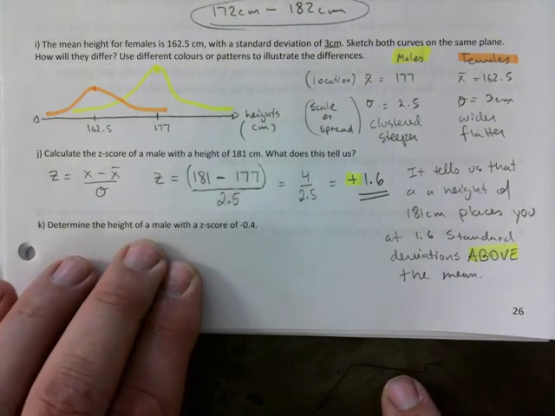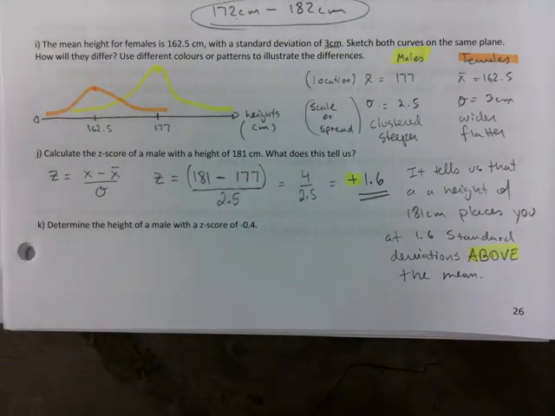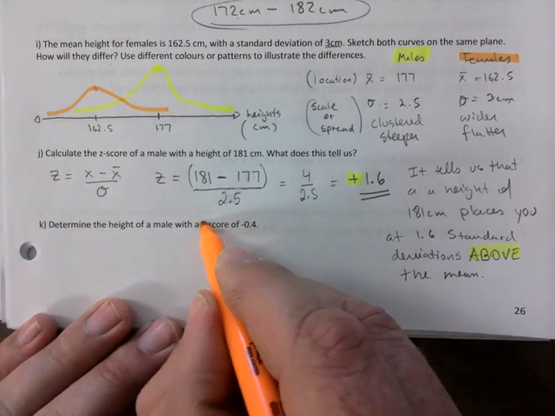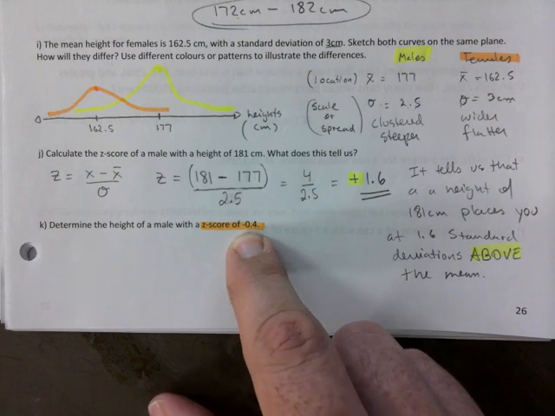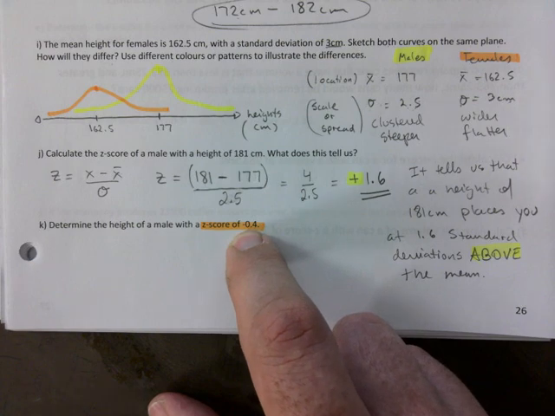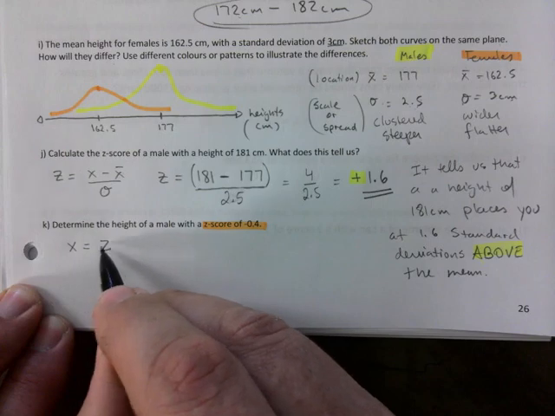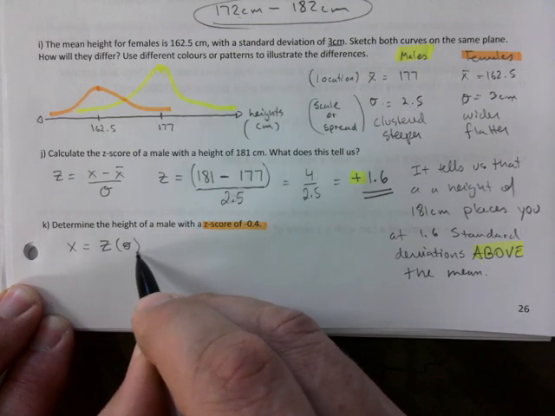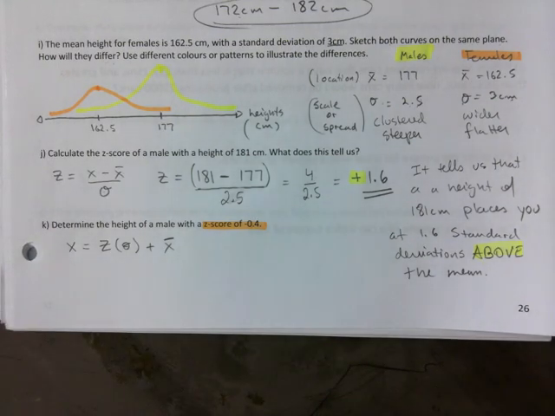Determine the height of a male with a z-score of negative 0.4. The negative tells you that the height of this individual, you're following, right? The height of this individual will be below average because negative z-score tells you that. Okay. And so we're trying to find the actual height. So we use this one. That's what we do to find that information, to find the actual height.